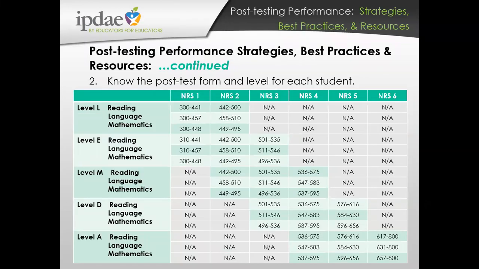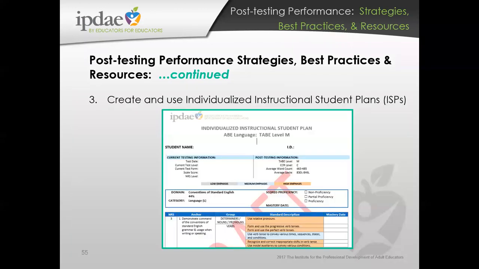As we move to know the post-test form and level for each student, we have included here the scale score ranges for each area, each level of the test, and the corresponding NRS level. So see where your students fall and what's the next NRS level that they're going into. If you want a more detailed explanation of these charts, you can check the resource manual. It's all written there with specific examples and unique situations. Create your individualized student plans.